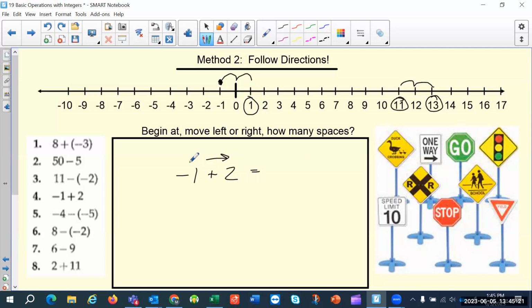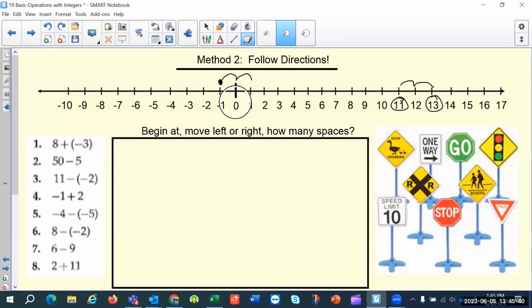We started at negative 1. We went to the right 2 spaces. We are at positive 1. And that's it. That's all we're doing with this whole method. We are just following the directions that the signs are telling us to do. And the simpler you keep this, the easier it gets. All right, now eventually though, you want to picture this in your head. You don't want to actually have to do it on the number line, but for a while you can.